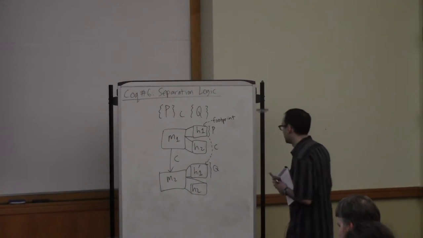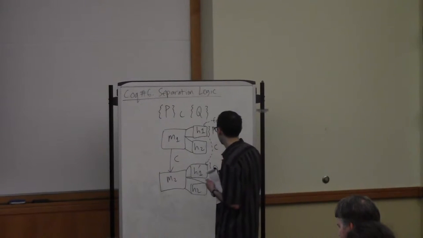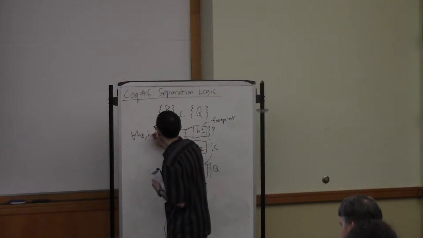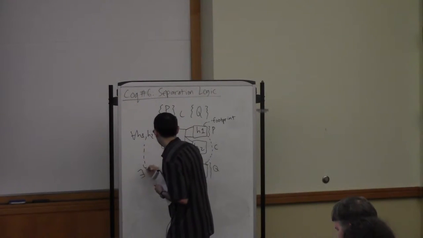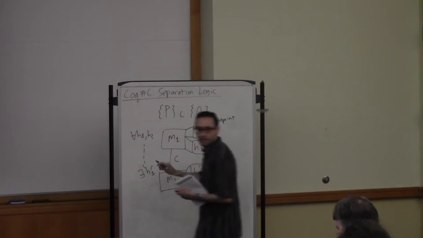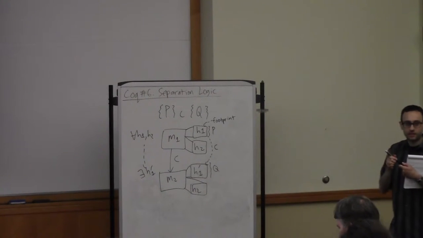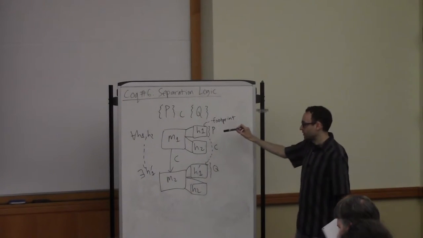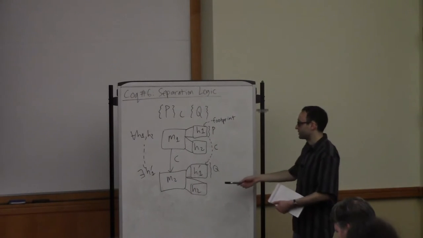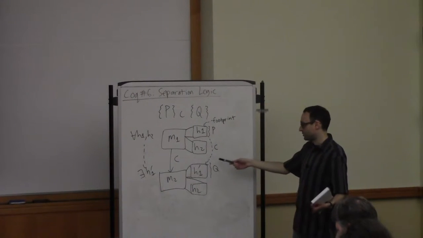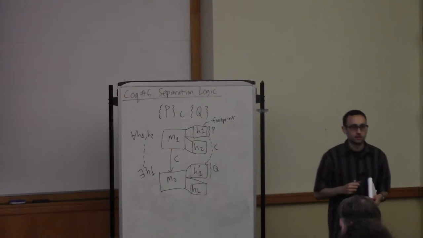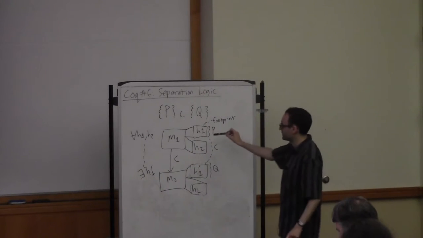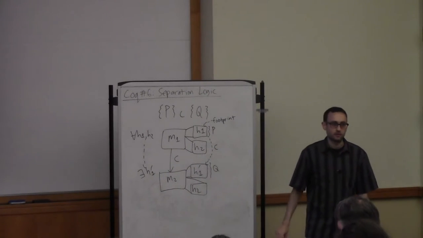The way this is written, you can think of it as: for all H1, H2, there exists H1 prime such that this holds. So for any way of splitting the original heap into two, such that the H1 part satisfies P, if we run C, then there's a way of splitting the result of that such that Q applies to H1 prime. So we get to assume this split exists, and then we need to prove this split exists for any way the command could have run.